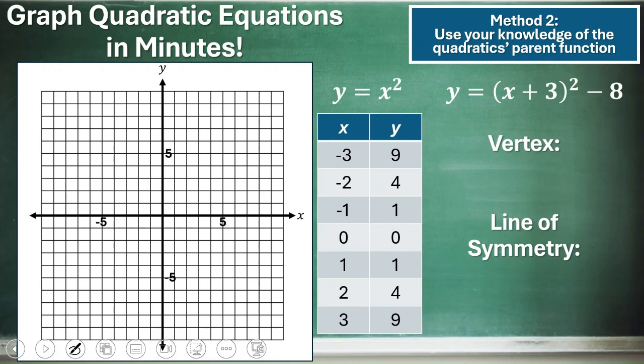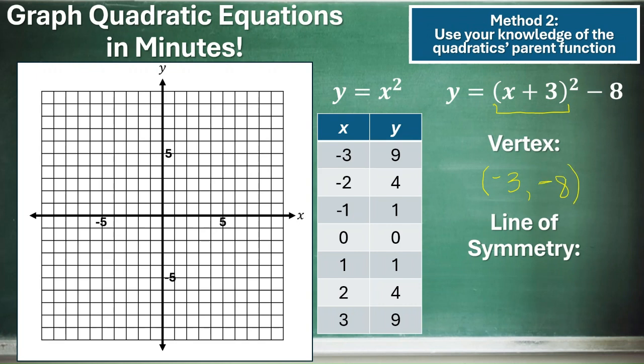The first thing I want to do is find the vertex. As a reminder, if you haven't watched any of my other videos or you haven't learned this, the vertex happens when this part of the equation equals 0. So what value does x have to take on for that to happen? Well, the opposite of 3 is negative 3. So that's the x coordinate of our vertex. Negative 3 plus 3 is 0. 0 squared is 0. And then we're left with minus 8, and that becomes the y value.